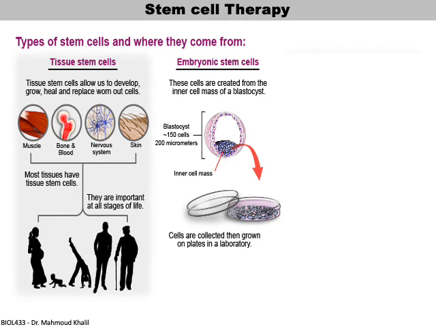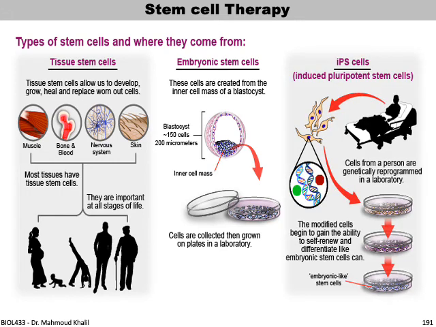The second type is embryonic stem cell. These cells are created from the inner cell mass of the blastocyst. So scientists can remove this inner cell mass and do research in the laboratory on this type of cells. And cells can be collected and grown on plates in a laboratory. The third type is the induced pluripotent stem cells, in which cells from a person are genetically reprogrammed in the laboratory, and these modified cells begin to gain the ability to self-renew and differentiate like embryonic cells, and soon after they can be introduced into the patient for regeneration.